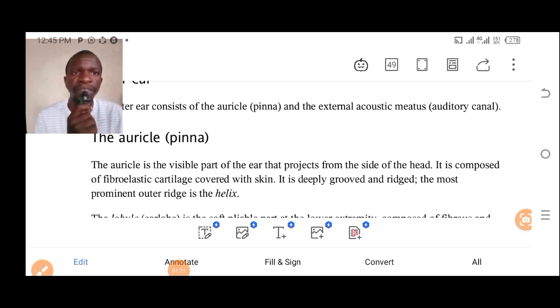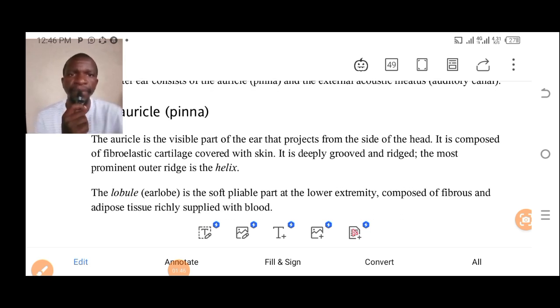The auricle is the visible part of the ear that projects from the side of the head. It is composed of fibroelastic cartilage covered with skin. It is deeply grooved, and you see it has a lot of grooves inside. So it has grooves and ridges. The most prominent outer ridge is the helix.